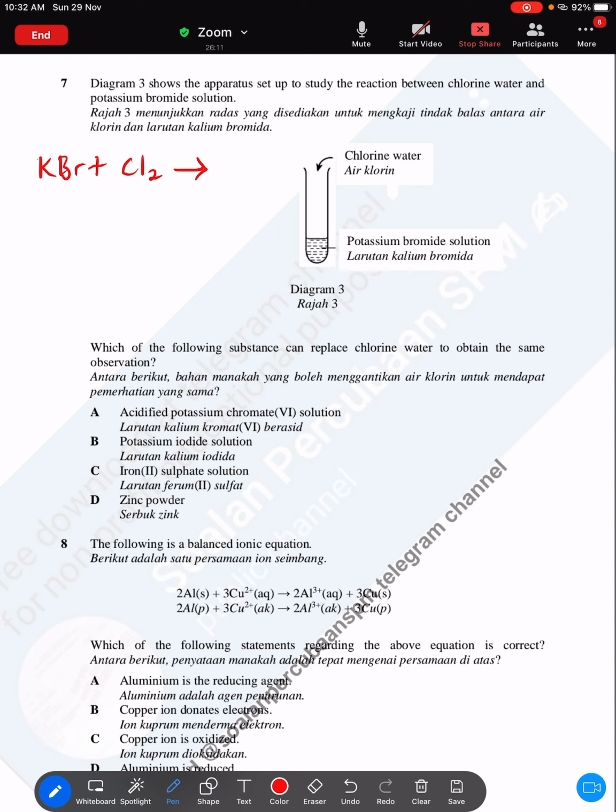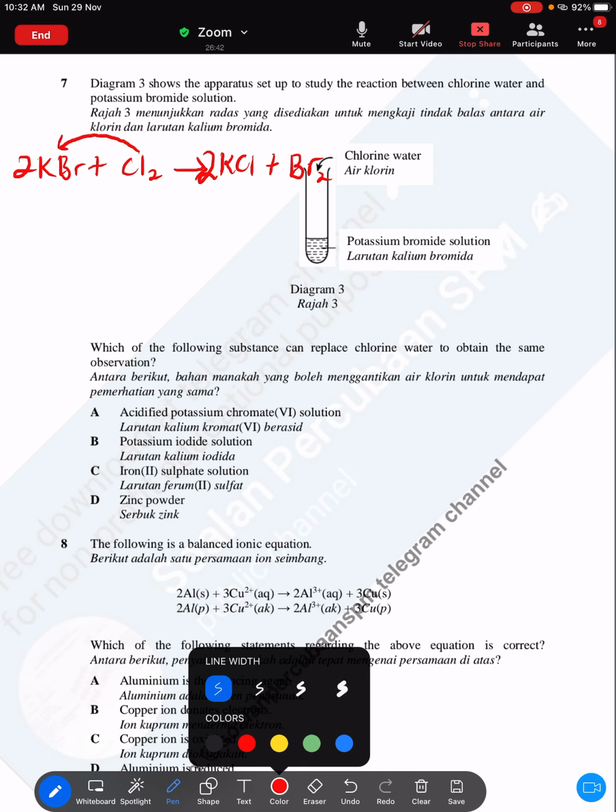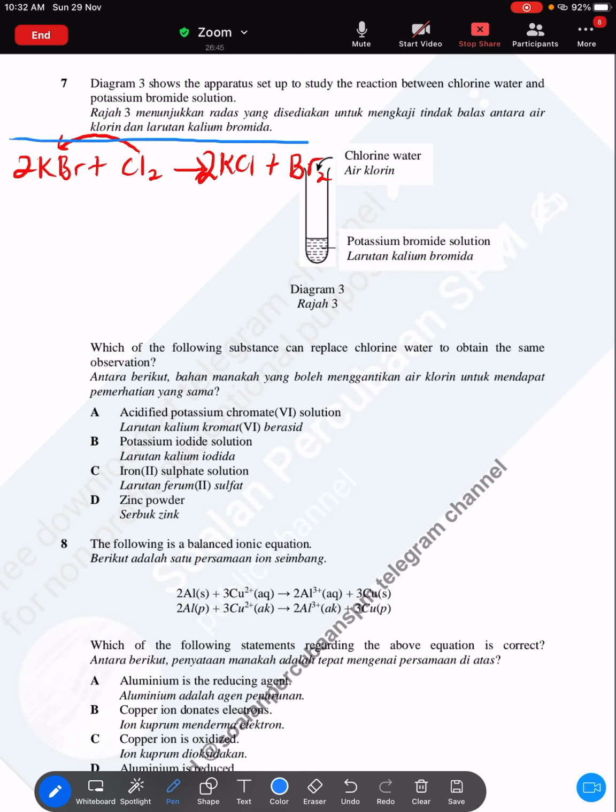Very good. Chlorine is more reactive, or more electronegative, compared to bromine. Therefore, it can displace the bromine from the solution. Therefore, it will end up giving KCl and Br2. So this is not balanced. Make it 2 over here and 2 over here in order to make it balanced. Okay, guys, this is what we call a chemical equation.